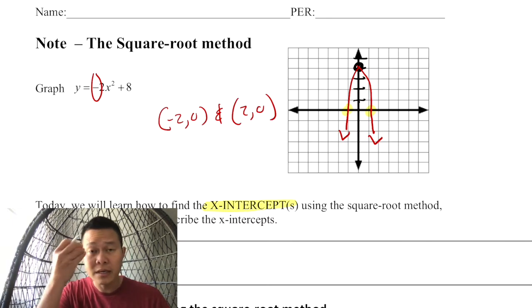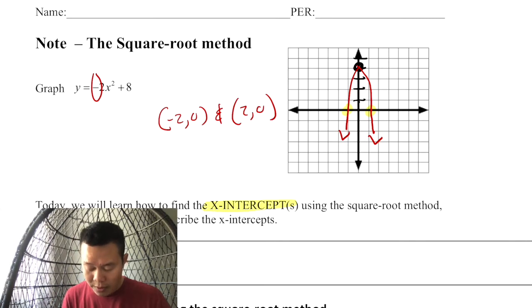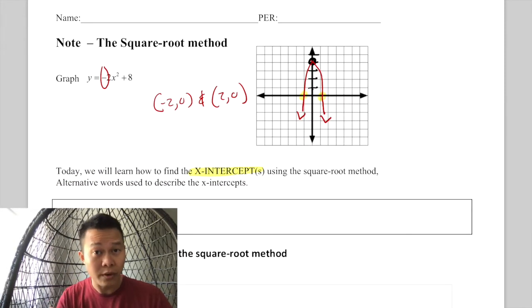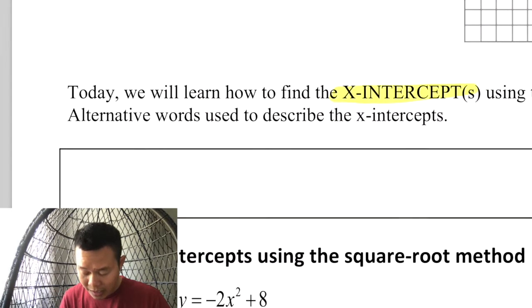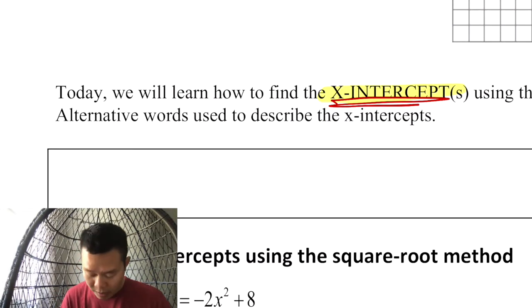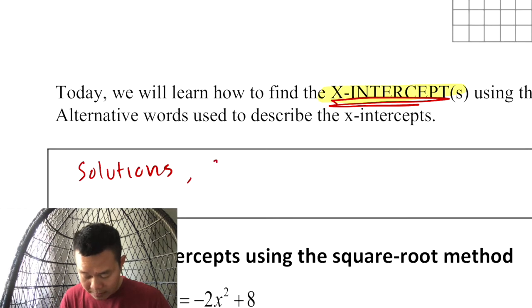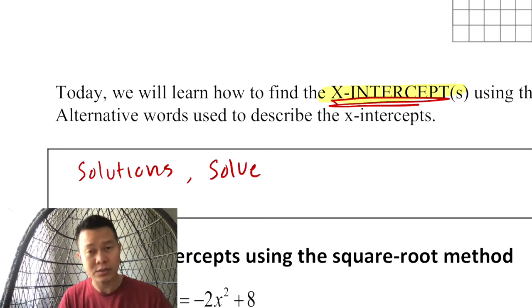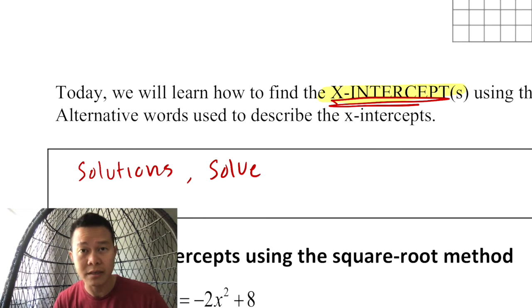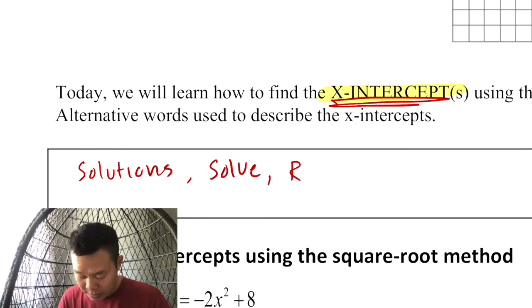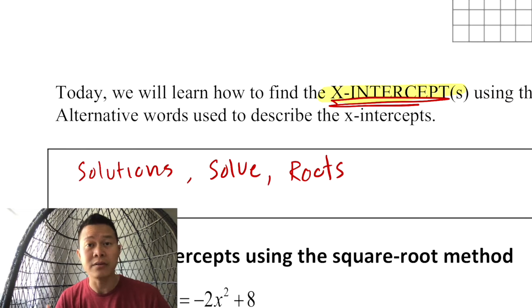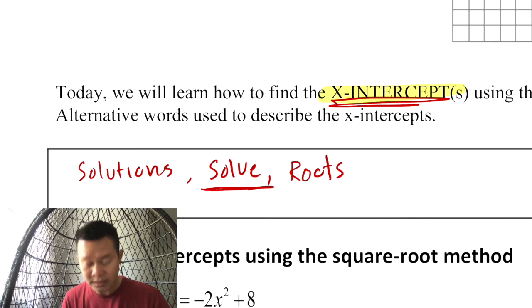Now the problem is, if we have to graph it every time to find the x-intercepts, it takes a long time. So we want to develop more efficient ways to find them. But before we get started, I want to write down a few more terms which also refer to the x-intercept. Sometimes they'll call it the x-intercept, other times the solutions. Whenever you see the word solve, they're looking for the x-intercepts. Whenever you see the word roots, as in roots of a quadratic, they're also referring to the x-intercepts.